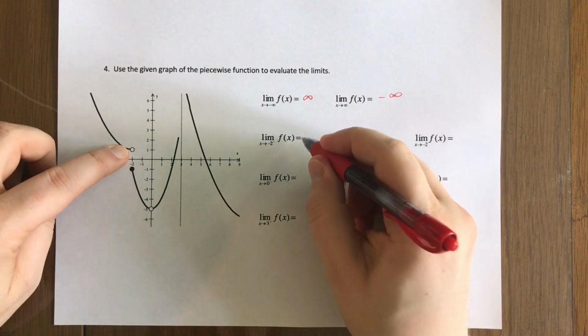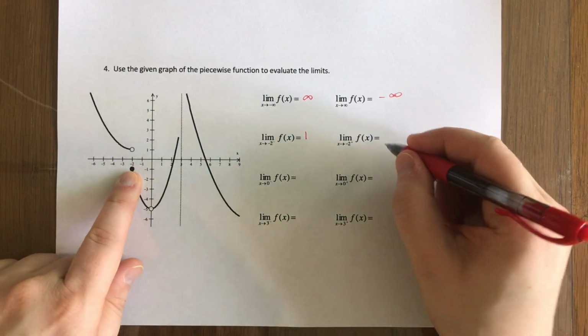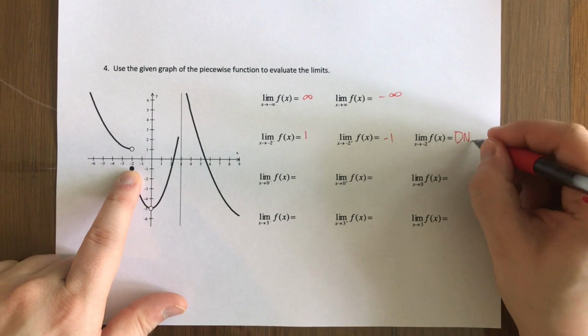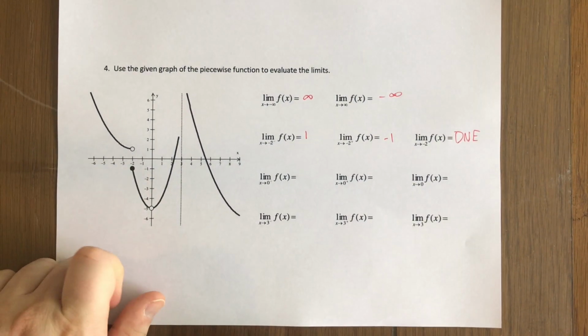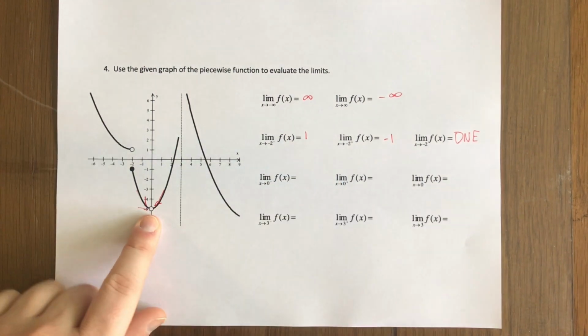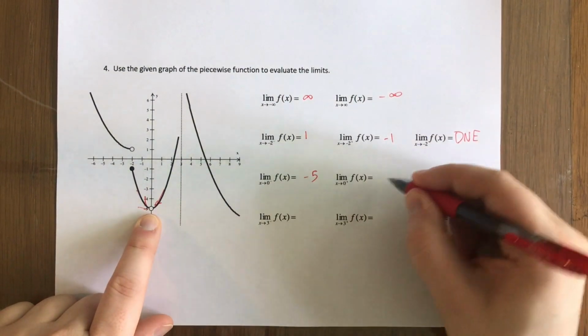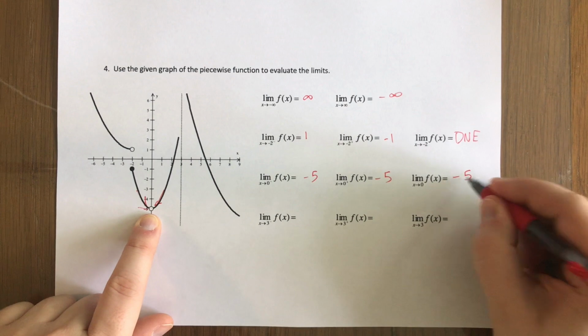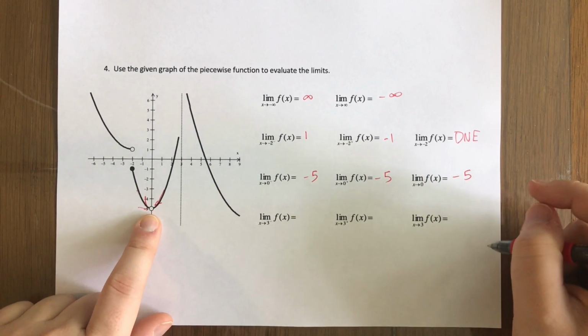So from the left, it looks like it's at a height of 1. From the right, it looks like -1. Those are not the same number, so the limit does not exist. As we approach 0 from the left and the right, both of them are converging on this -5. That means that the actual limit will also be -5, okay?